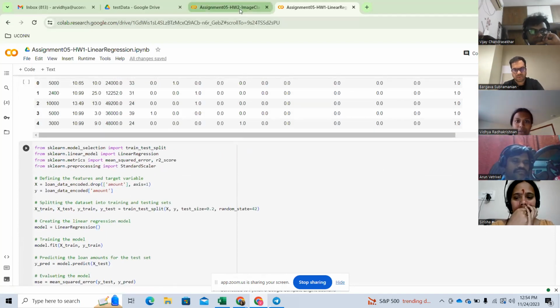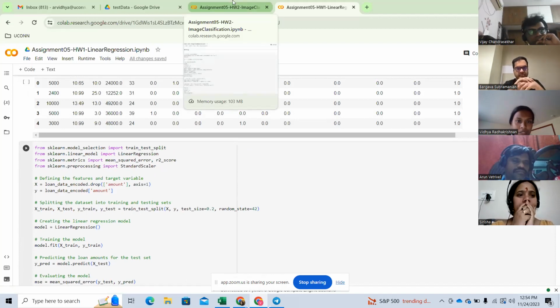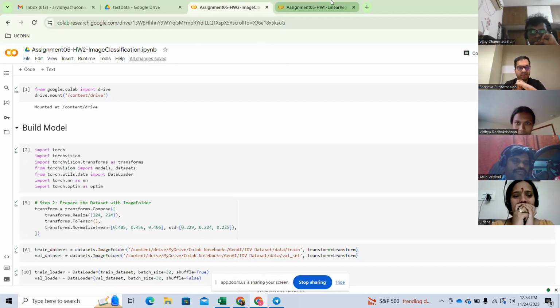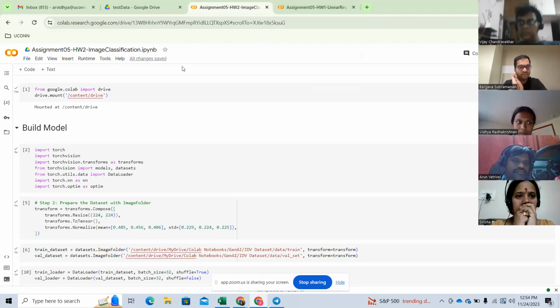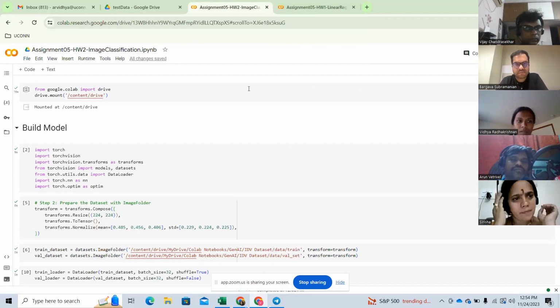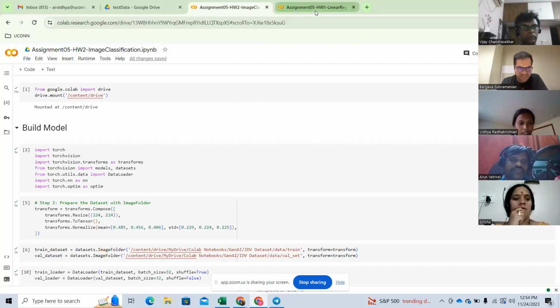Can we move to the image classification? Yeah, sure. Shall I share that? Just as a heads up, we won't have any discussion on image classification today. We'll just see what's done. We'll take up the discussion in the next class. I want to cover other topics today. You just walk through, but we won't do any question and answer here.